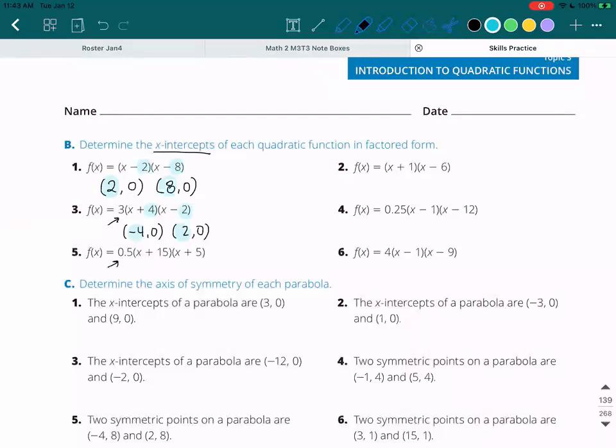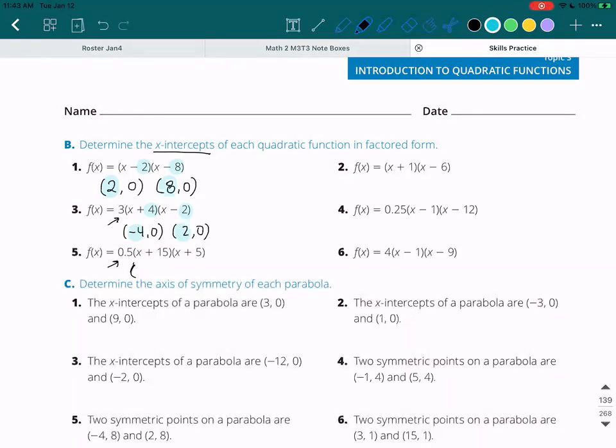Remember, we ignore the coefficient. We ignore the 0.5. And I do see a question in the chat, but hopefully that will be answered once I show you this problem. So over here, if it says x plus 15, you don't want to write positive 15.